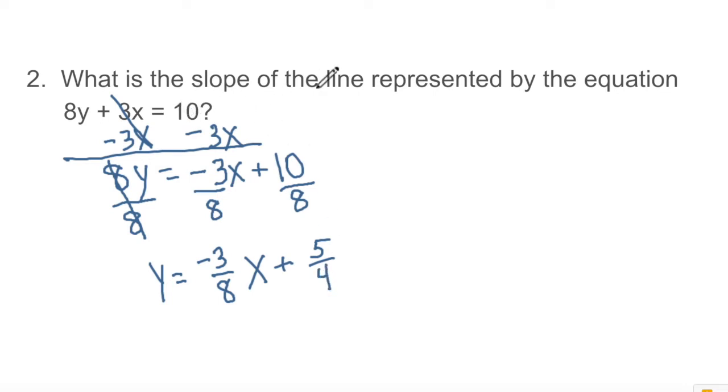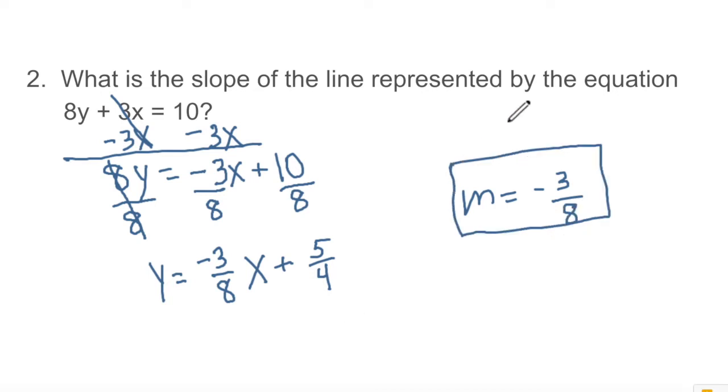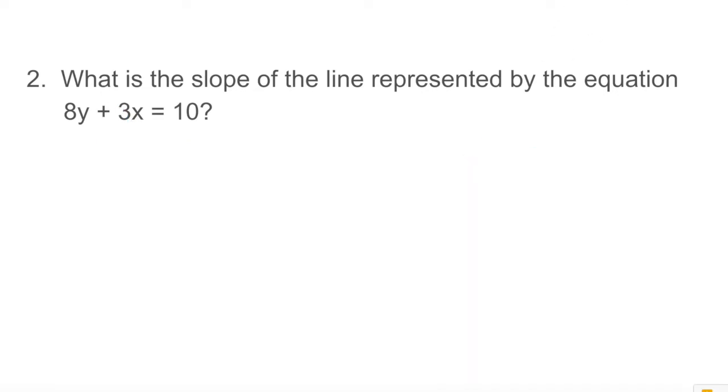So what is the slope of the line represented by the equation? Well, the slope is the coefficient of x when we have it in the slope-intercept form, which is negative 3/8. So m equals negative 3/8. Okay, let's try another one.